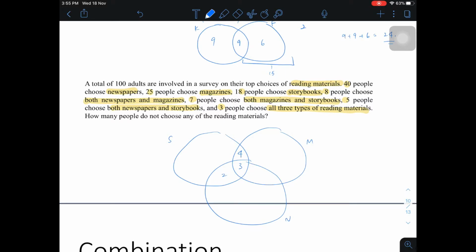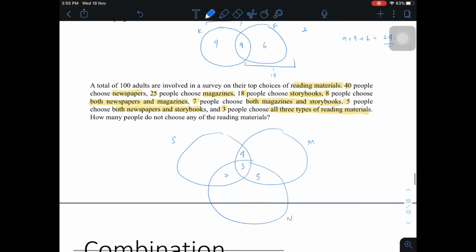And then we understand that magazine and newspaper, there are also the combination, which is 8. So which is here would be 8. So what's 8 minus 3 would be 5. Alright, so we want to understand how many people read magazine only, newspaper only, or storybooks only.